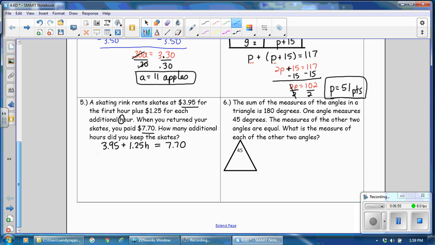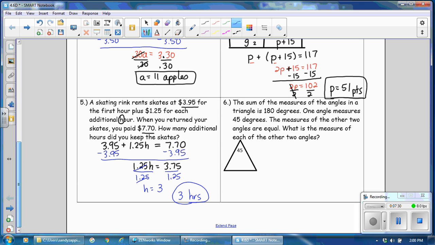So let's take away the cost of the first hour, subtracting $3.95 from both sides of the equation. Bring down the 1.25 per hour. And when you subtract, you get $3.75. Then divide by the coefficient, 1.25. And the value of H is 3. So how many additional hours did you keep the skates? 3 hours.